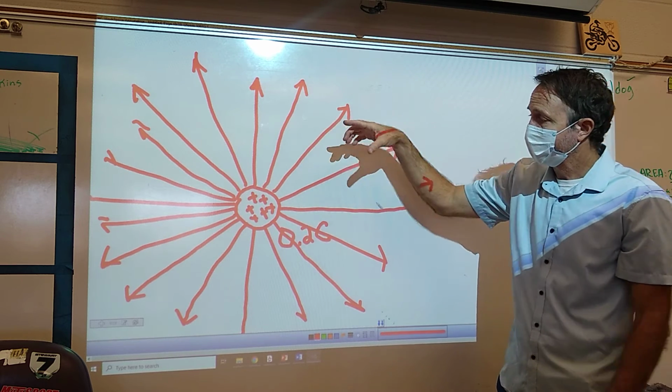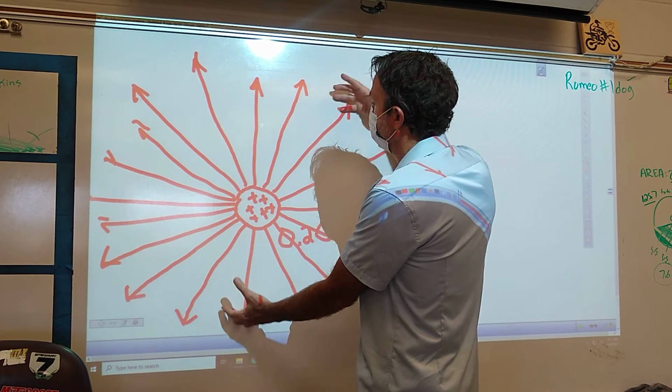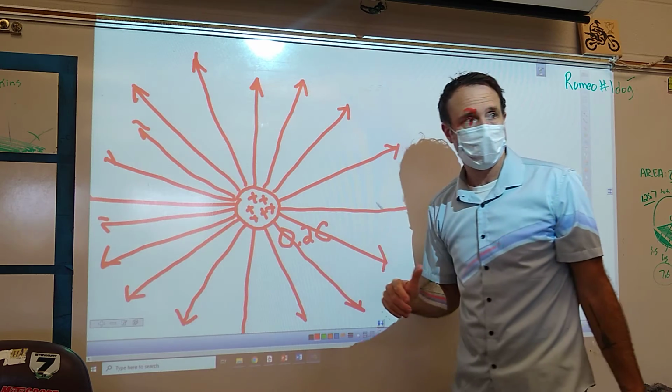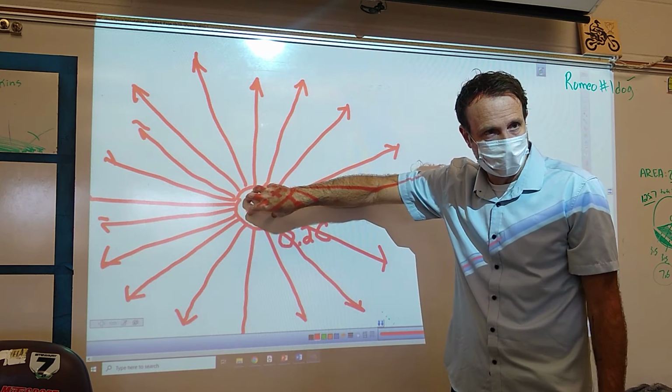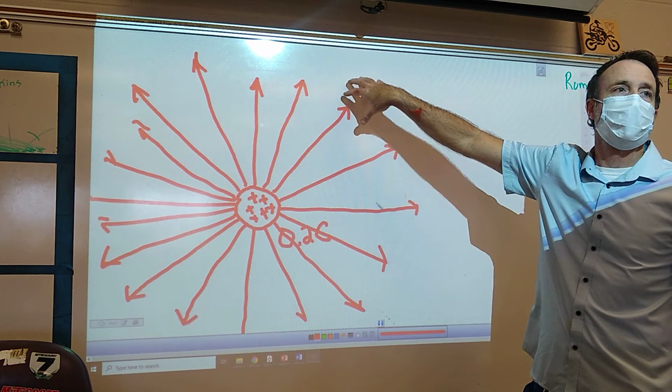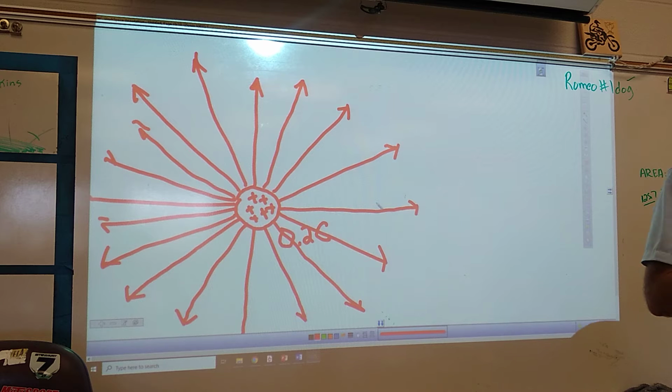So we realize that the further we get away from a test charge, the further we get away from a charged object, the less intense the electric field is. The intensity of the electric field is called E. So write that down real quick, please. The intensity of the electric field is called E.